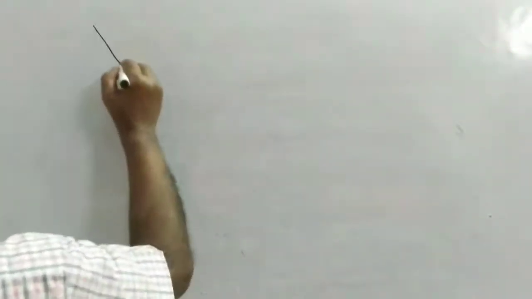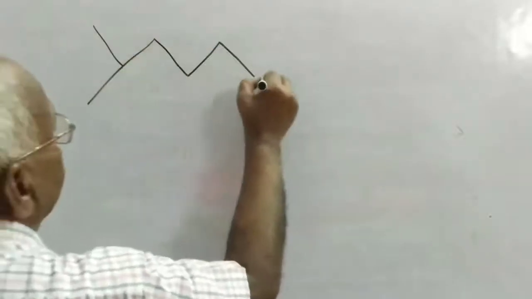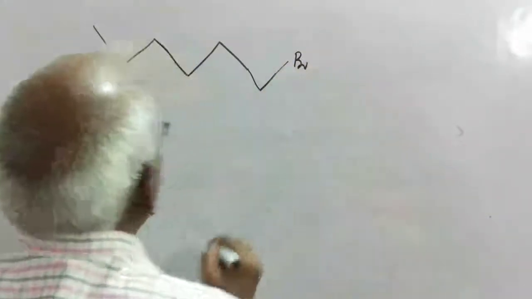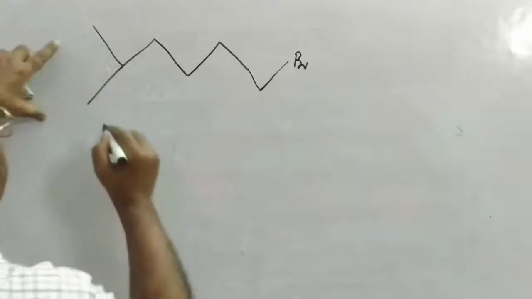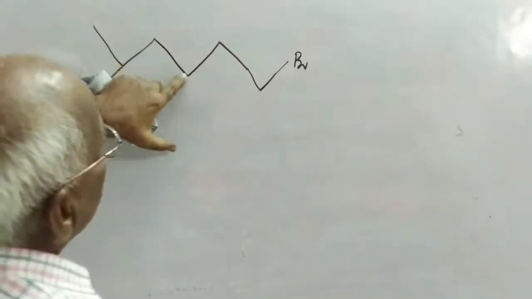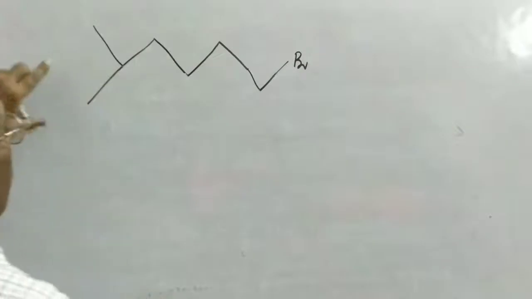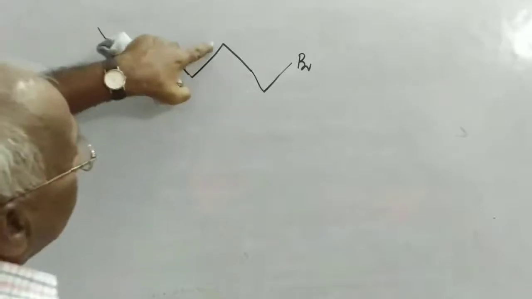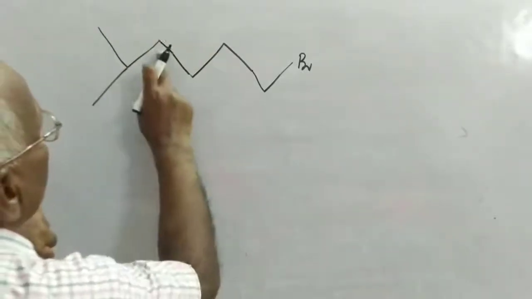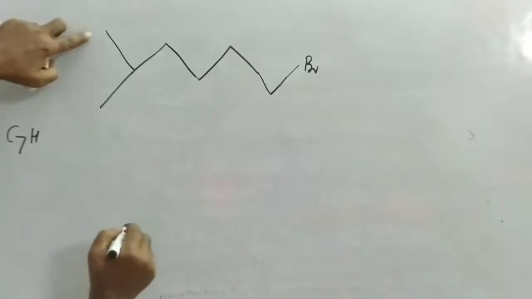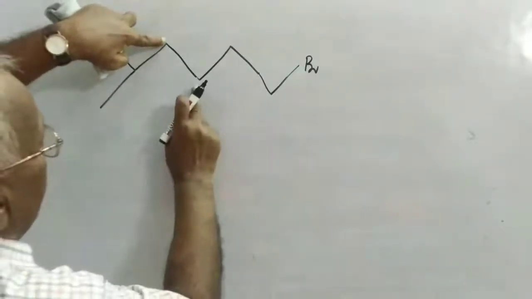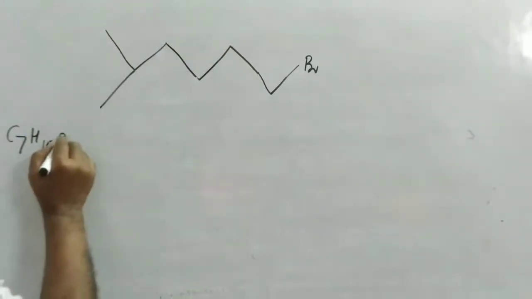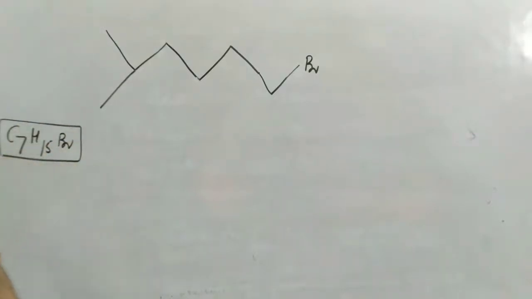A compound is like that. This is Br. This is 1, 2, 3, 4, 5, 6 and 7. Its molecular formula is C7H15Br. This compound exists in a number of isomers.